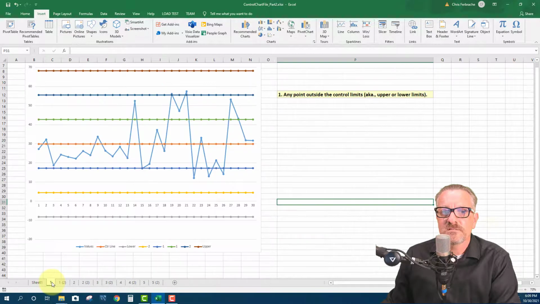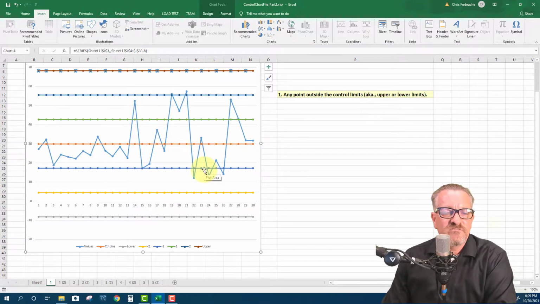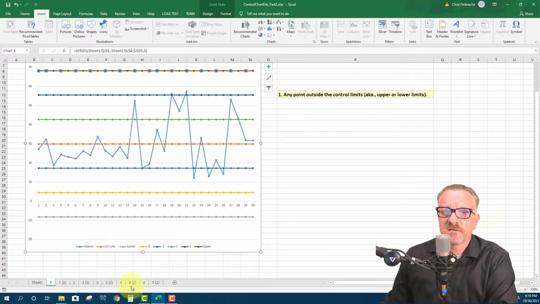So I'm going to go back to chart 1, and this is the first one we're going to be looking at: any point outside the control limits, aka the upper or lower lines. In this case, the factor we're looking for is any points that are outside of 3 standard deviations above the control line or 3 standard deviations below the control line. And in this case, we don't have any.